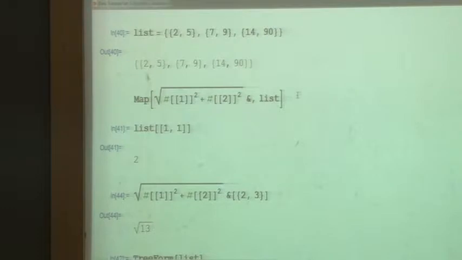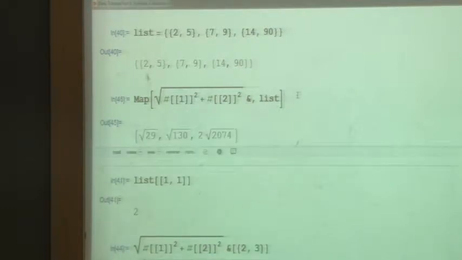So what's going to happen now? If I shift enter, then Mathematica directly applies the function to each of those elements, right? There you go. Can you do this with procedural programming in one line? No. So what is exactly the meaning of ampersand in this case?